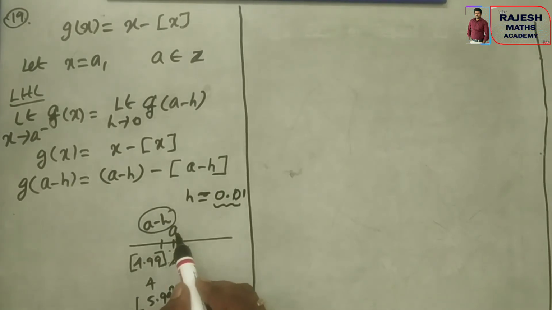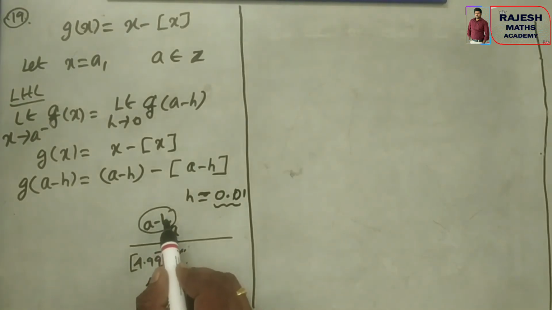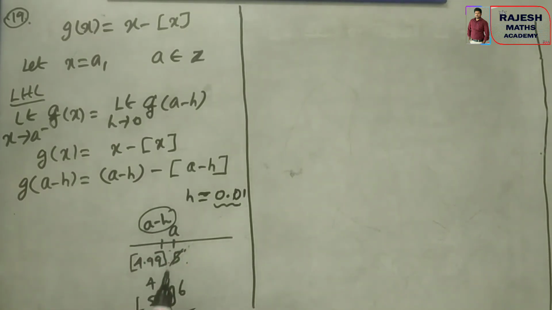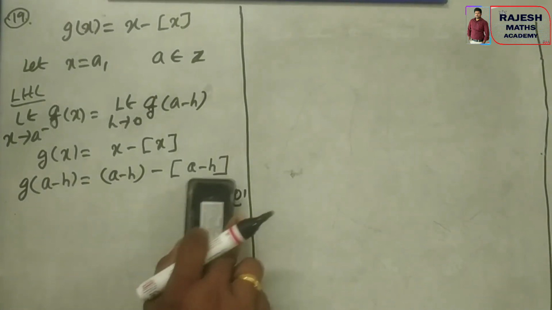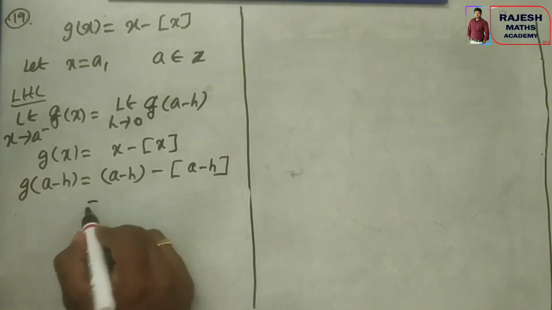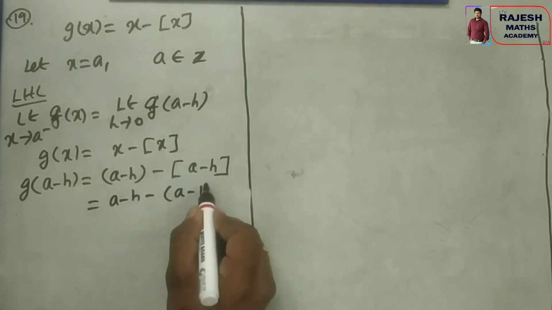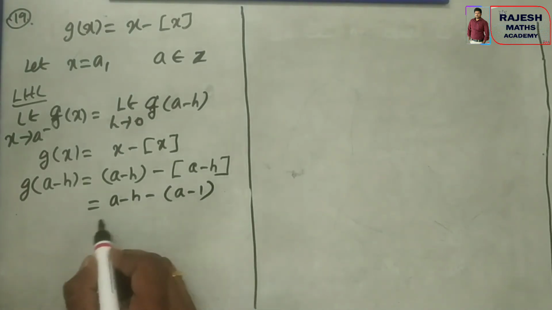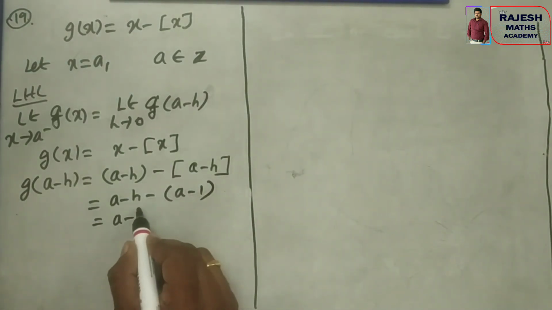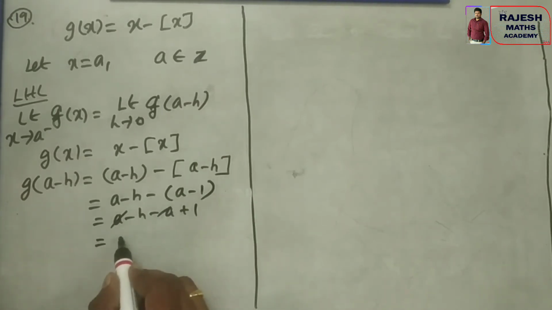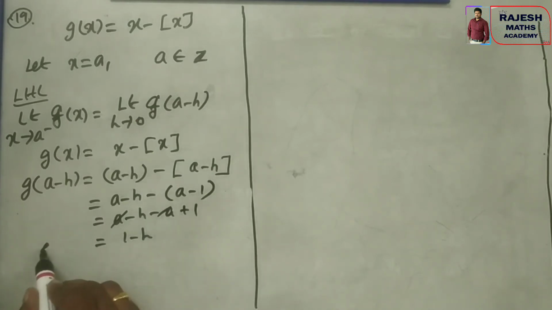So similarly, if I take a, my a minus h will be on the left side of a. So the greatest integer of a minus h will be 1 less than a. I can conclude that the greatest integer of a minus h is a minus 1. Now multiplying the minus inside, a minus h minus a plus 1, the a minus a cancels. 1 minus h is the value of g of a minus h.